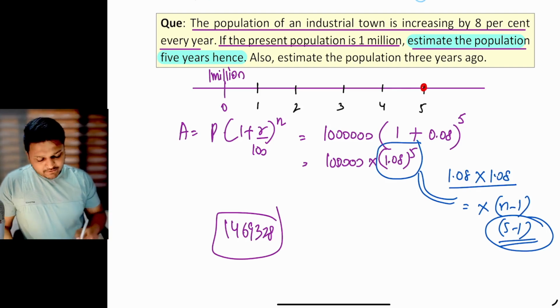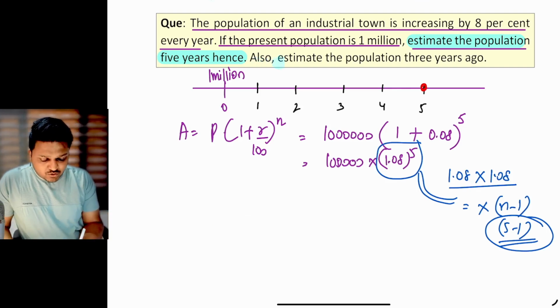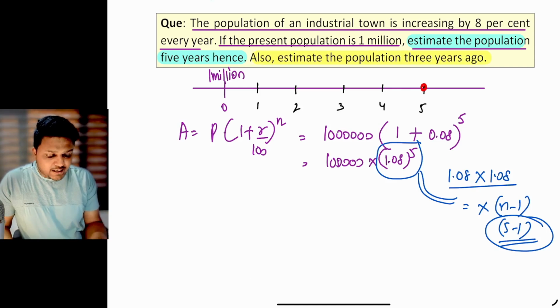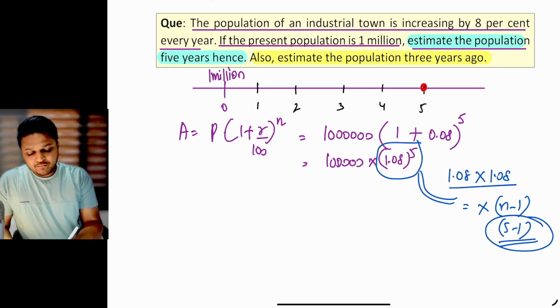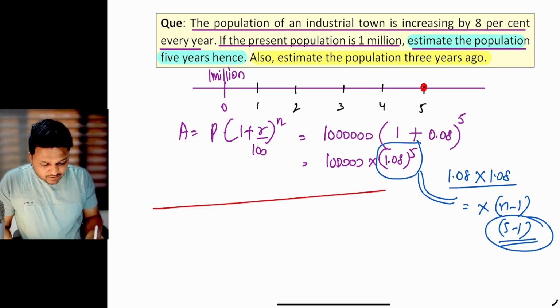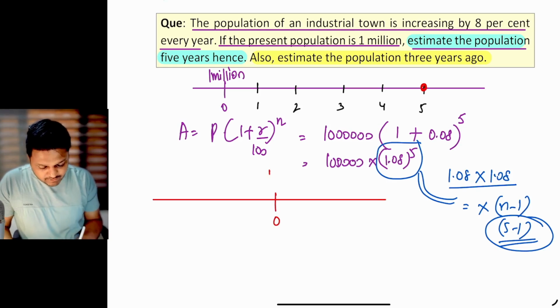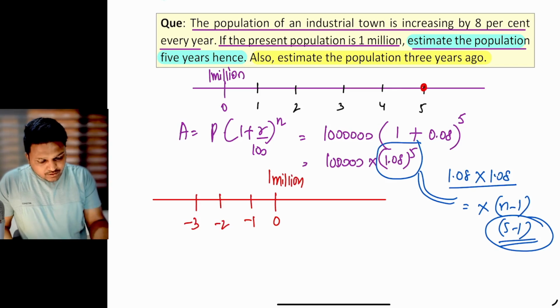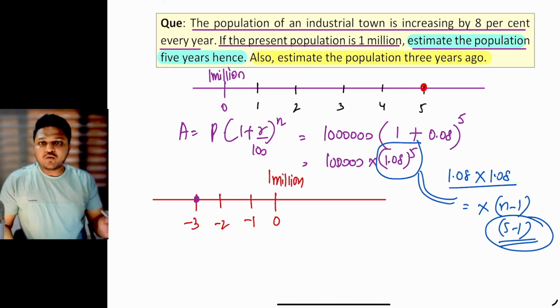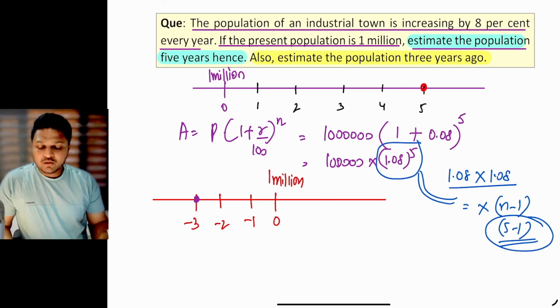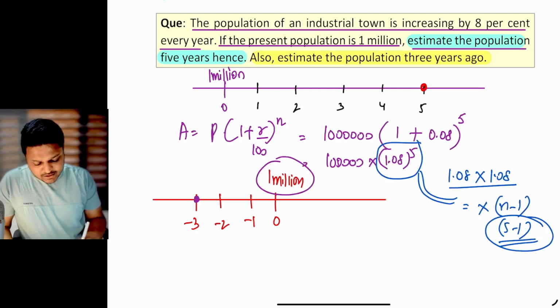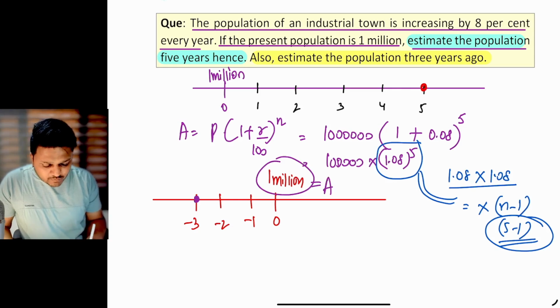Now after that, we have another question that says also estimate the population 3 years ago. Ago means before. So here we have the timeline. Right now we are at 0, where the population is equal to 1 million, and here is -1, -2, -3. We have to calculate the value over here. So in this scenario, we consider that today's value is equivalent to the accumulated value, because it is a value in the future now. So we are saying that this is the accumulated value.